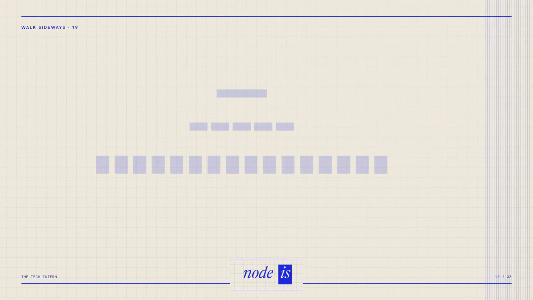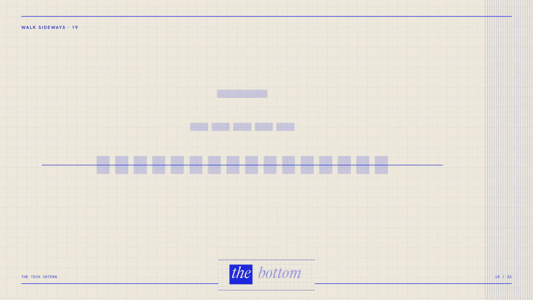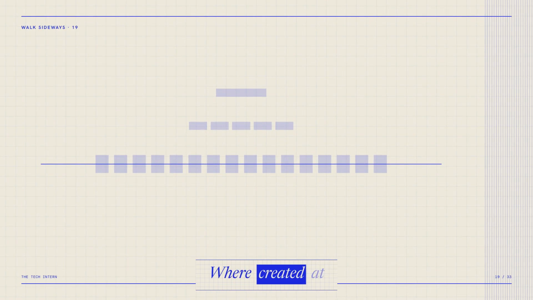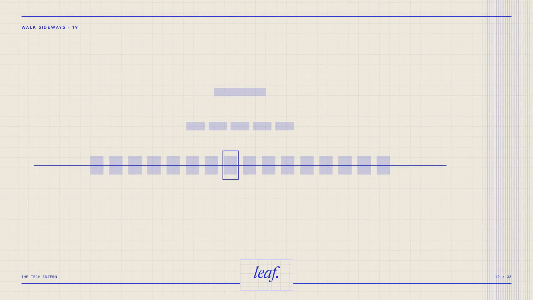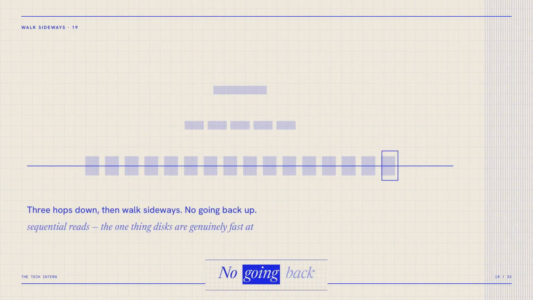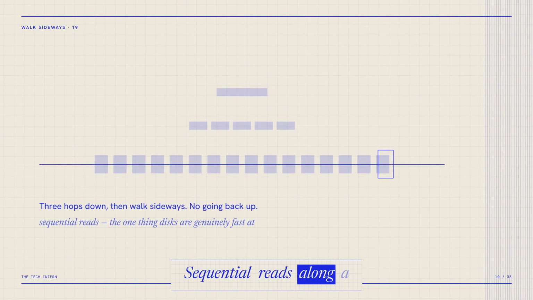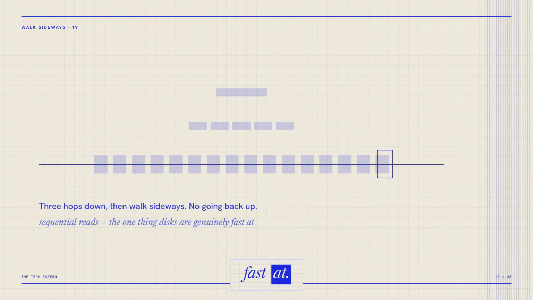Every leaf node is linked to its neighbors. A doubly linked list running along the bottom of the tree in sorted order. Think about what that unlocks. Where created at is between March and April. You traverse from the root down to the first matching leaf. 3 hops, and then you just walk sideways. No going back up, no retraversing. Sequential reads along a linked list, which is the one thing disks are genuinely fast at.